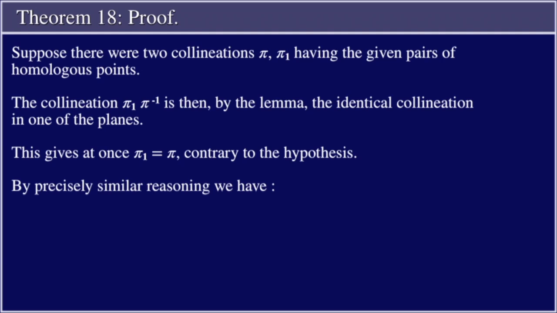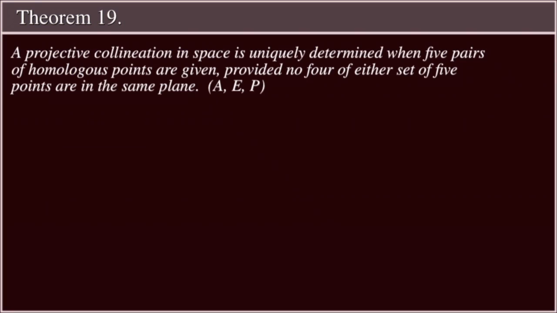Suppose that there were two collineations, pi and pi1, having the given pairs of homologous points. The collineation pi1 pi inverse is then, by the lemma, the identical collineation in one of the planes. This gives at once that pi1 is equal to pi, contrary to the hypothesis. By precisely similar reasoning, we have Theorem 19.